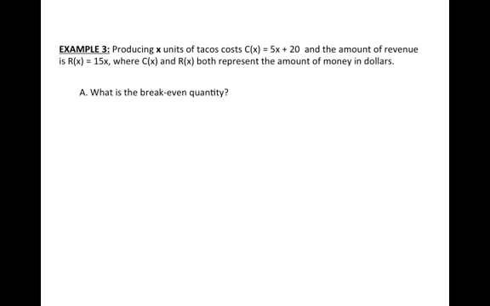Okay, so producing x units of tacos, I don't know if that's dozens or a gross of tacos, 100 tacos, but whatever. Producing x units of tacos costs C of x equals 5 times x plus 20, and the amount of revenue is 15 times x, where C of x and R of x both represent the amount of money in dollars. So what is the break-even quantity? Well, that's going to be where your revenue equals your cost. So where R of x equals C of x.